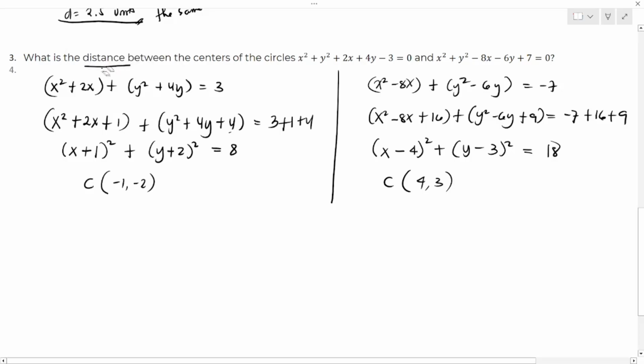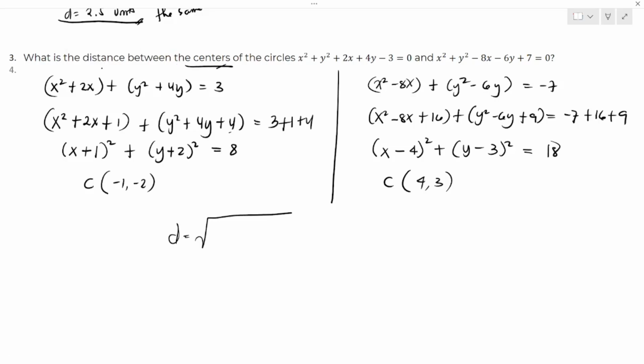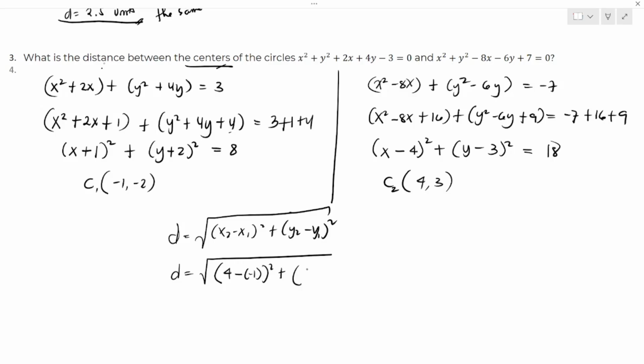Yung question is the distance between the centers. So, you will just be using the distance formula, guys. So, that is the square root of x sub 2 minus x sub 1 square plus y sub 2 minus y sub 1 square. Okay? So, kahit ano lang dito yung point 1 at point 2 nyo. So, this is center 2, this is center 1. So, ito na lang magiging point 2 natin. So, that is your x would be 4 minus negative 1 square plus, okay, y sub 2, 3 minus negative 2 as our y sub 1 square.